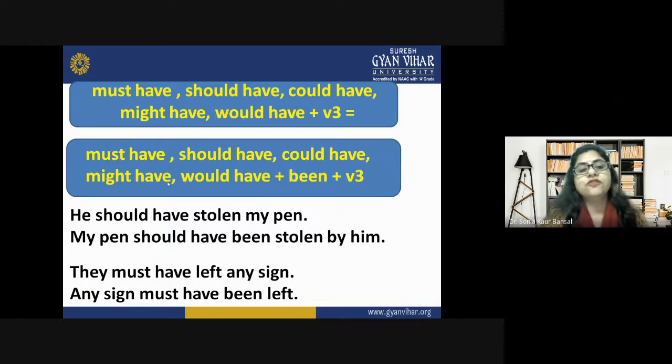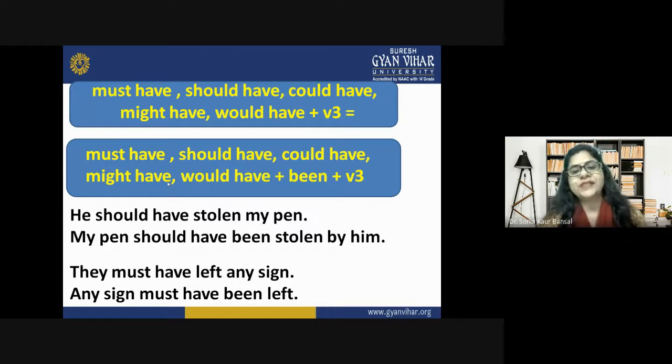Now, use of must have, should have, could have, might have, would have plus verb's third form. When changing into passive voice, it will be converted into must have, should have, could have, might have, would have plus been. Now you will be using been here as an auxiliary verb. So been plus verb's third form.